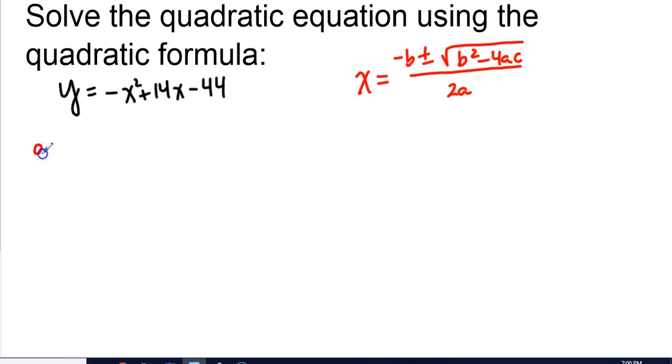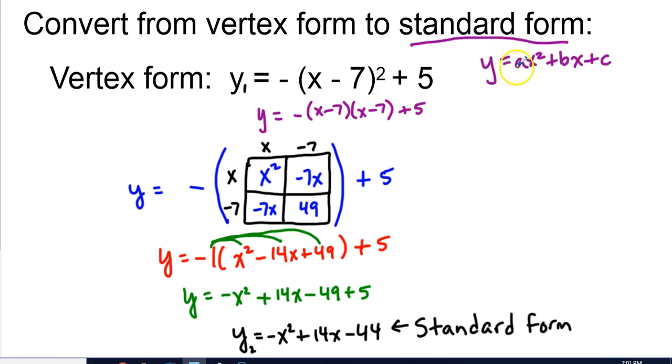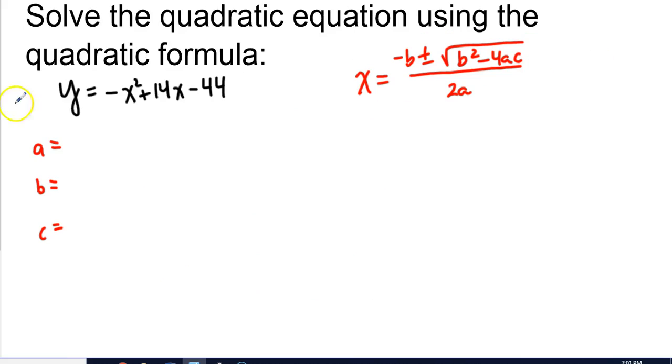Let's identify the a, the b, and the c values, those parameters from our equation. Okay, so again, we talked about y equals ax squared plus bx plus c. So the a is the coefficient of x squared, b is the coefficient of x, c is the constant. So a is a negative 1. It's the number in front of x squared. You could write a negative 1 in there. And c is negative 44.